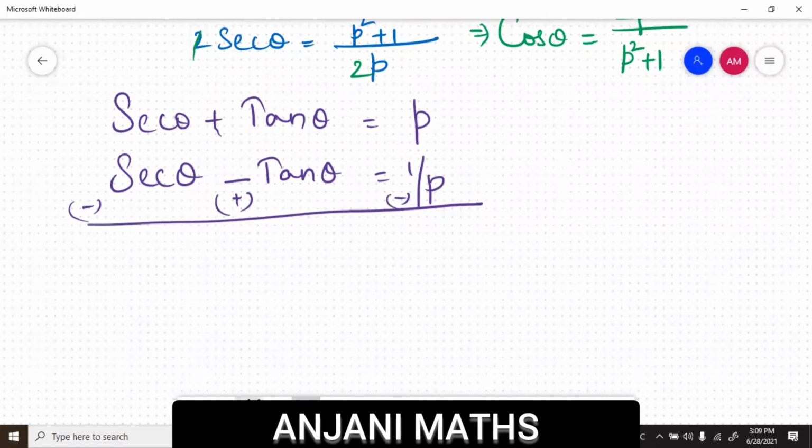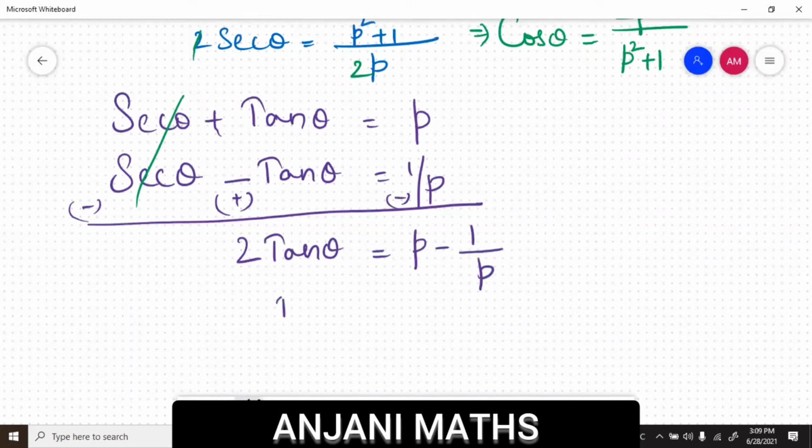If you subtract, we get tan theta plus tan theta, which is 2 tan theta, is equal to P minus 1 by P. So what is tan theta? P square minus 1 by 2P.